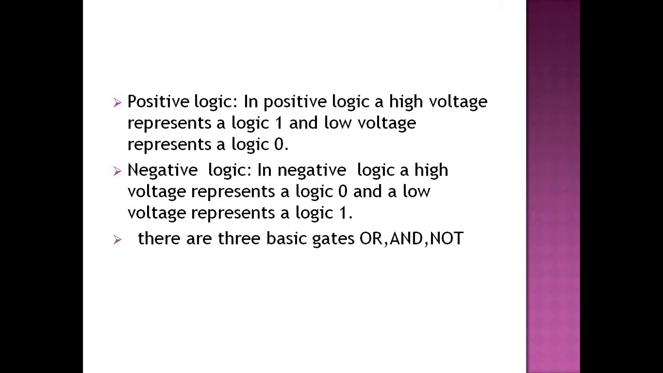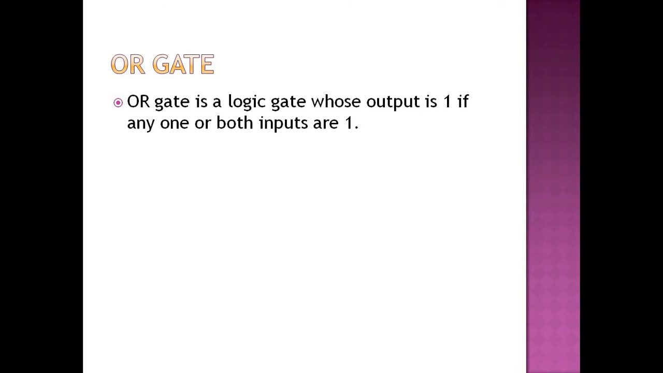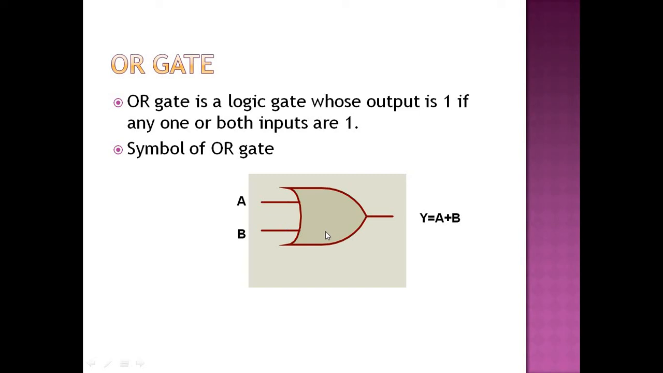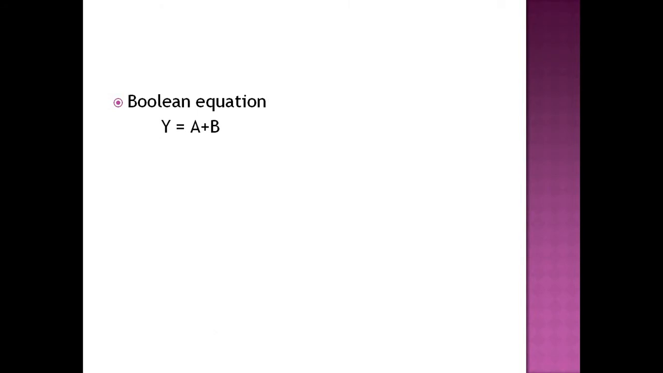There are three basic gates: OR, AND, NOT. We focus on the OR gate. OR gate is a logic gate whose output is 1 if any one or both inputs are 1. Symbol of OR gate is shown in the following figure. This figure shows that it has two inputs A and B and it produces a single output Y, and the equation is Y equals A plus B. So the plus indicates A or B. The Boolean equation of the OR gate is represented as Y = A + B.